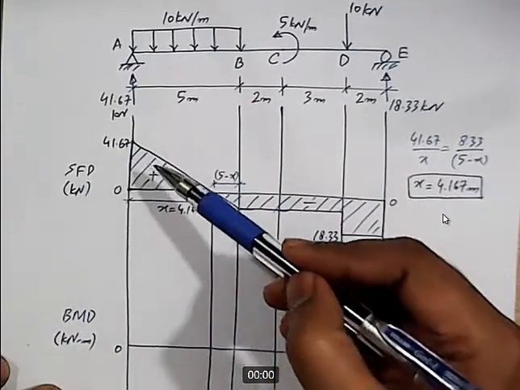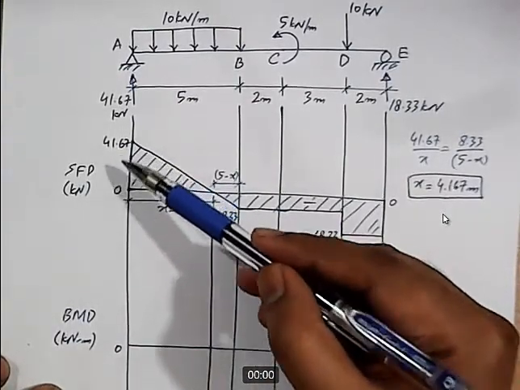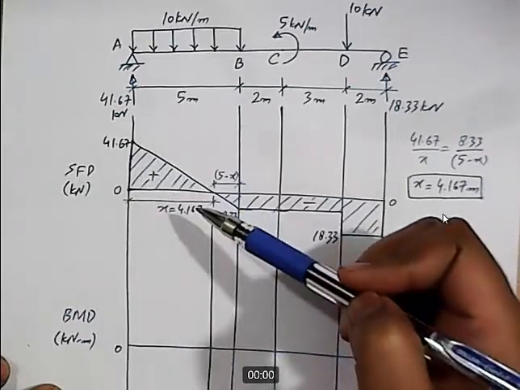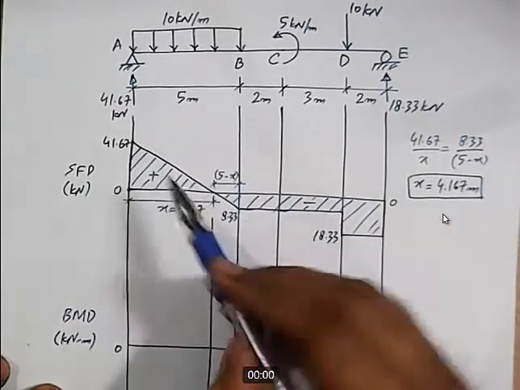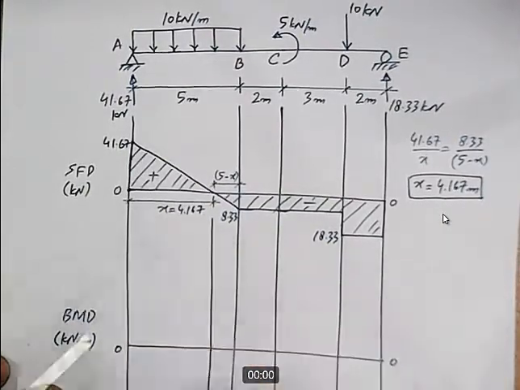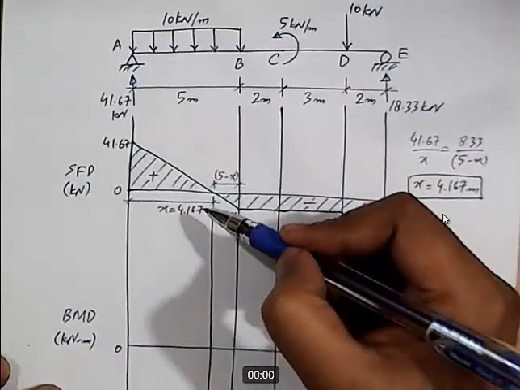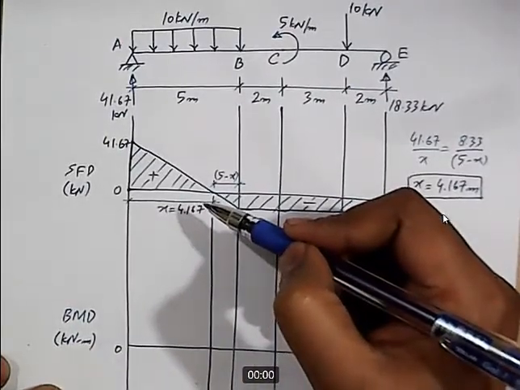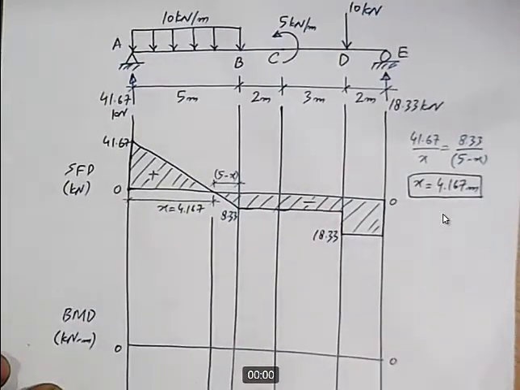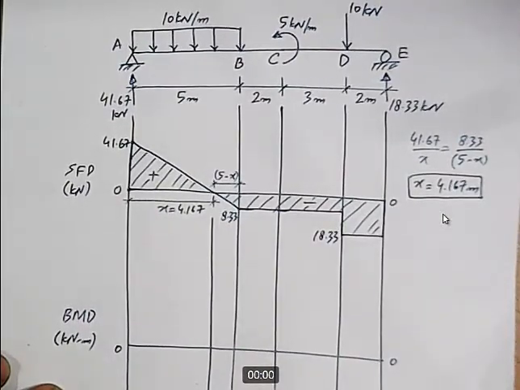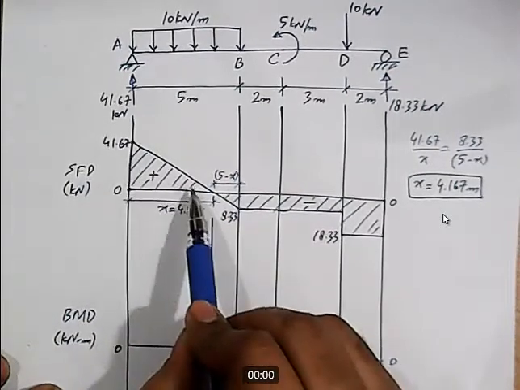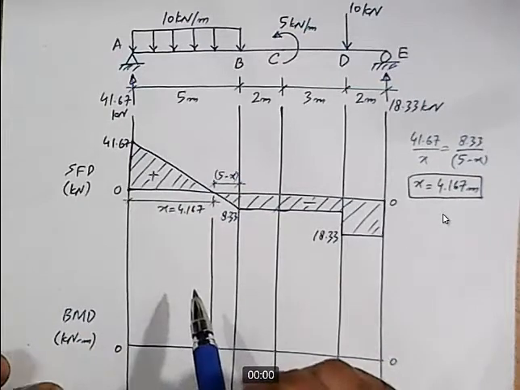And this positive area can be easily calculated by simply 41.67 into 4.167 divided by 2. It's the area of this triangle. So if we calculate this, we get 86.82. So the value of moment at this point is 86.82, and the magnitude of shear is decreasing in this direction, so the slope of the bending moment diagram should also be decreasing.